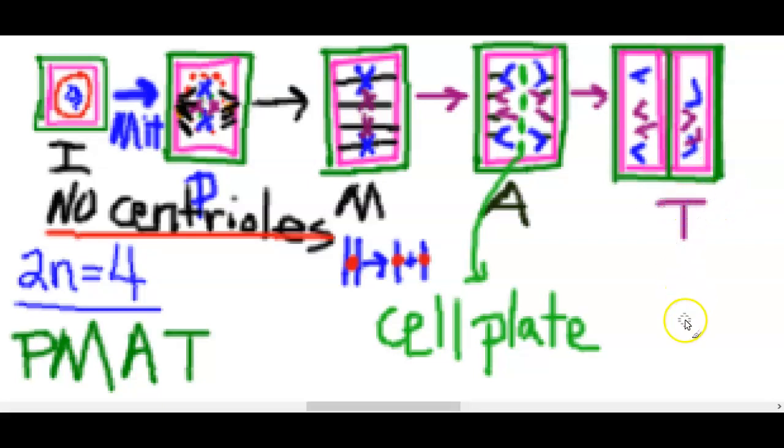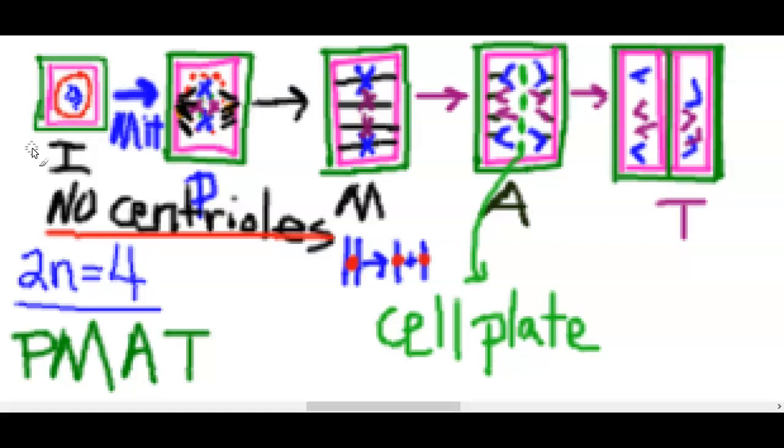Telophase. So let's go from the beginning. This is a plant cell. It's green on the outside. Rectangular shape. Interphase is just going to be like any other cell, well, the animal cell or cells that don't have a cell wall. It's going to go through G1, S, where the DNA is going to double.